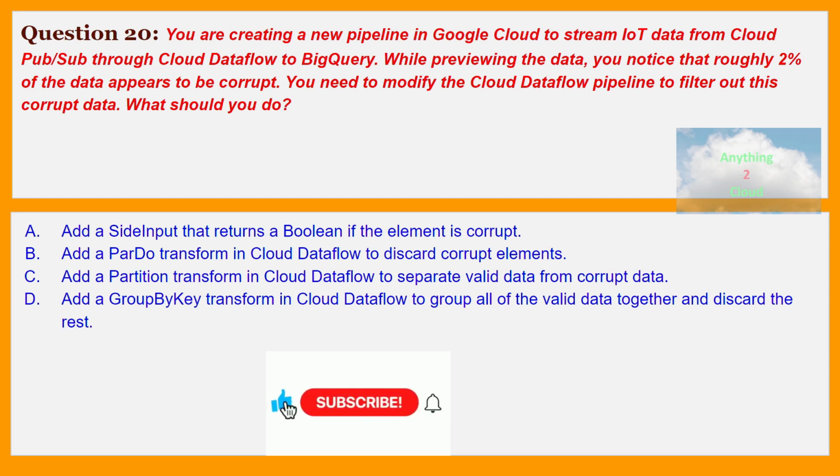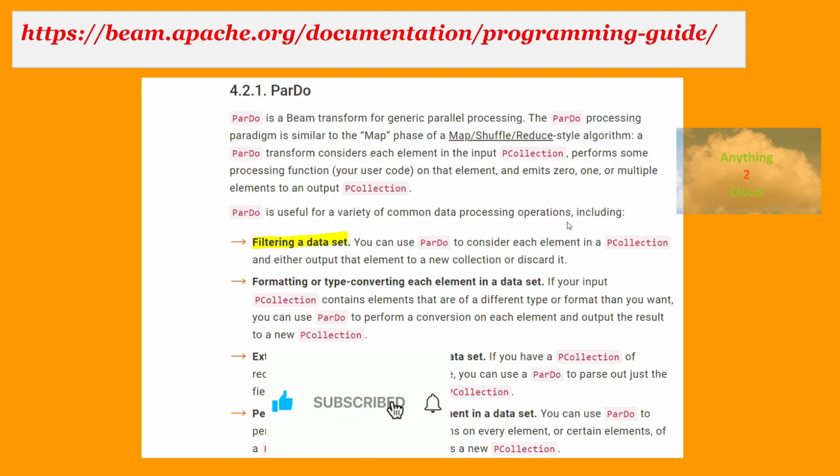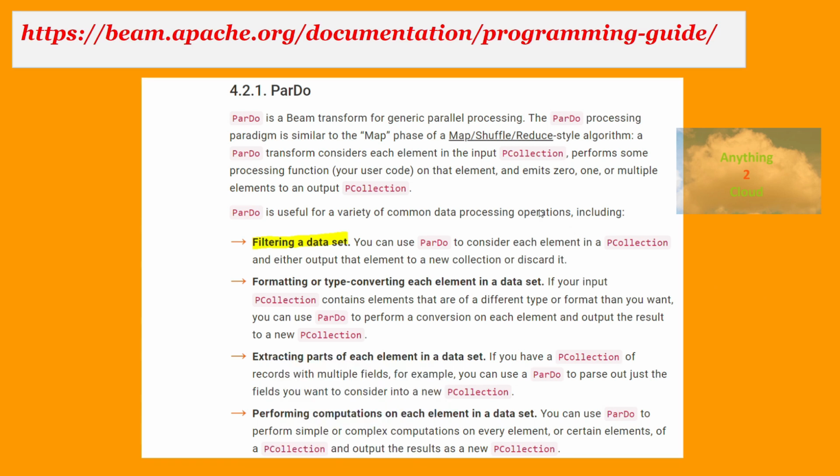Let's quickly see about the ParDo transform. This screenshot is from the above link. ParDo is a Beam transform for generic parallel processing. The ParDo processing paradigm is similar to the map phase of a map-shuffle-reduce style algorithm. The ParDo transform considers each element in the input PCollection, performs some processing function on that element, and emits 0, 1 or multiple elements to an output PCollection. So ParDo is useful for a variety of common data processing operations, including filtering datasets.